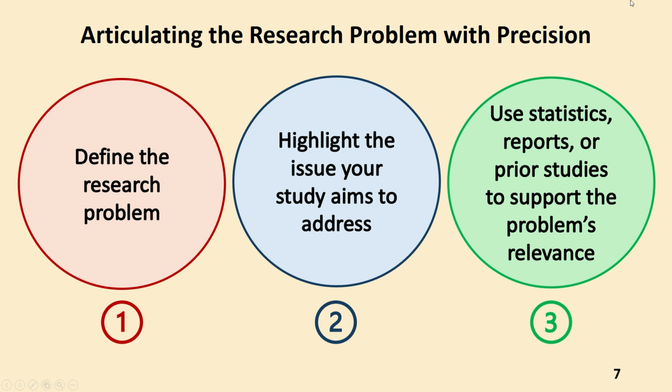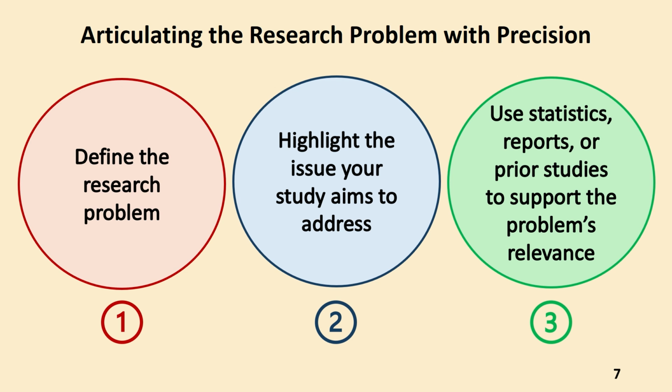Use statistics reports or prior studies to support the problem relevance. So, let us take all three one by one. When you are at the stage of defining your research problem, the first thing is to understand what kind of variable, what is the nature of your research, and how it can be done, so that the moment you define your research problem properly, you go further with a clear intent that yes, this is my variable, this is the way I am going to do it, and it makes your overall formulation more sound and effective.